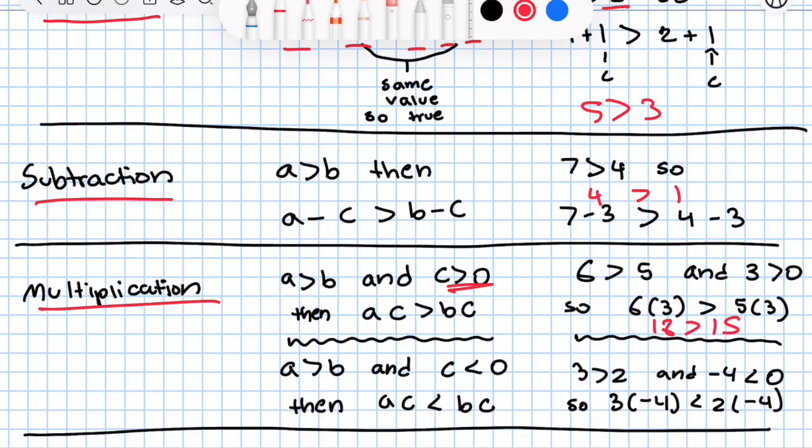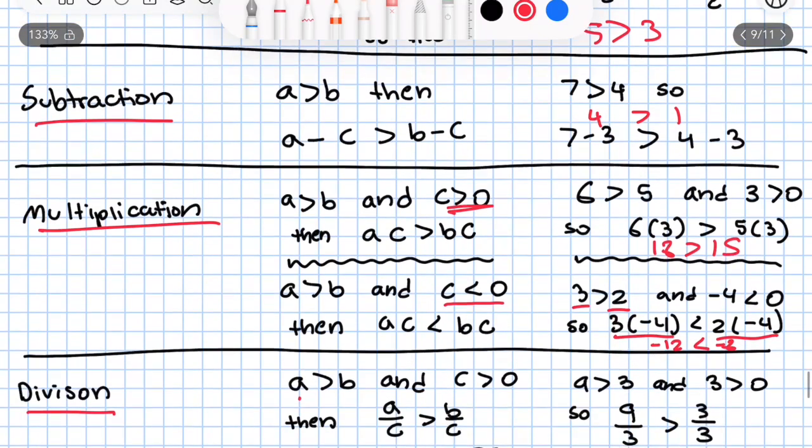But there's another case of multiplication. If A is greater than B, and C is less than 0, then A times C is less than B times C. It can be shown as 3 is greater than 2, and negative 4 is less than 0. So 3 times negative 4 is less than 2 times negative 4, which is true. Negative 12 is less than negative 8.